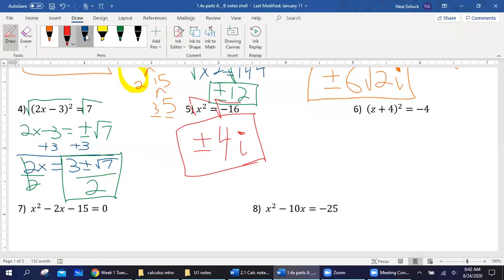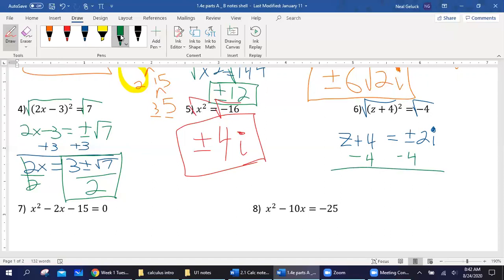Number 6 is very similar to number 4 in that I'm going to take the square root. I know that gives me a plus or minus. So I have z plus 4 equals plus or minus the square root of negative 4, which would be 2i. I don't have the variable by itself quite yet, so I still need to subtract over 4. And I'm going to put the negative 4 out in front of the imaginary stuff. So it'll look something like that. Negative 4 plus or minus 2i.